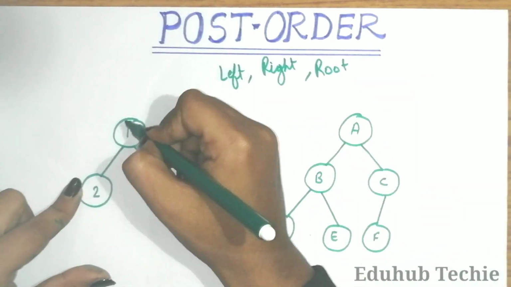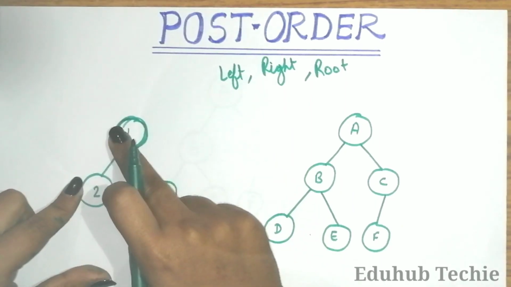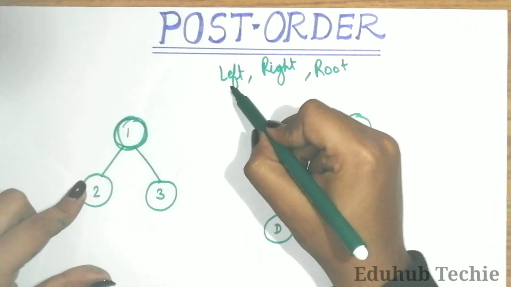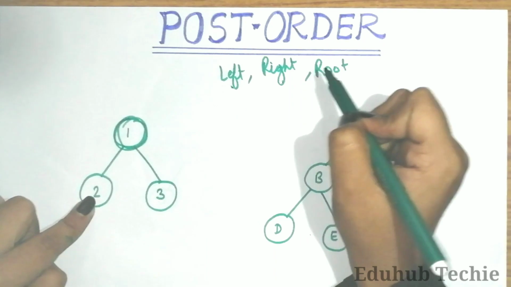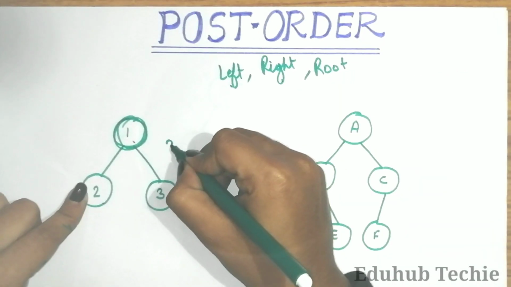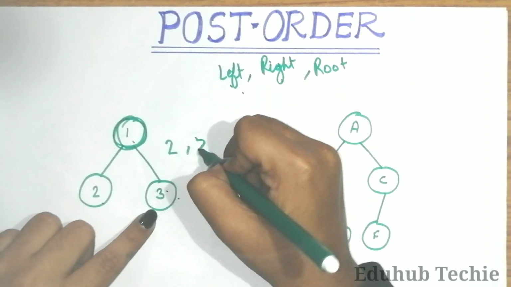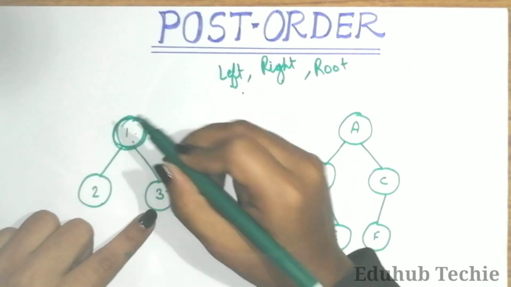Okay, so this is the root node. We need to move towards the left, because first we need left, then right, then root. So this is the root. Left side is 2 and right side is 3. So we need to go for left first, then right, and then root.